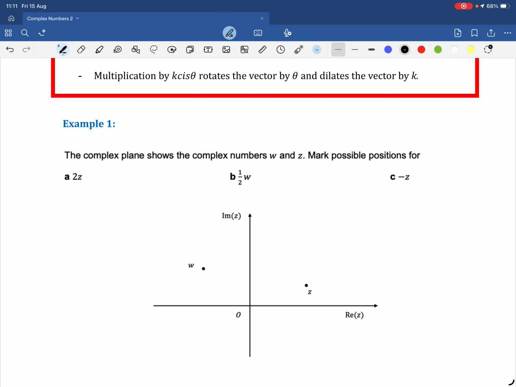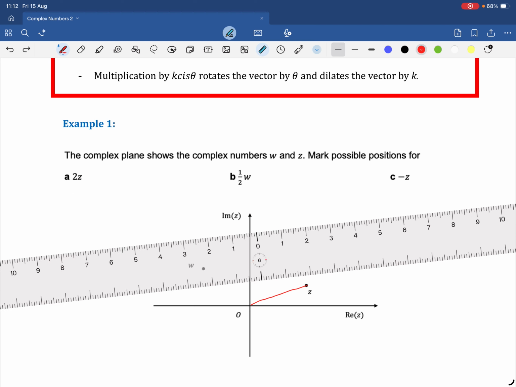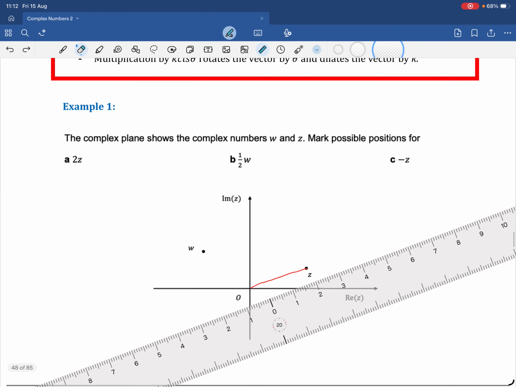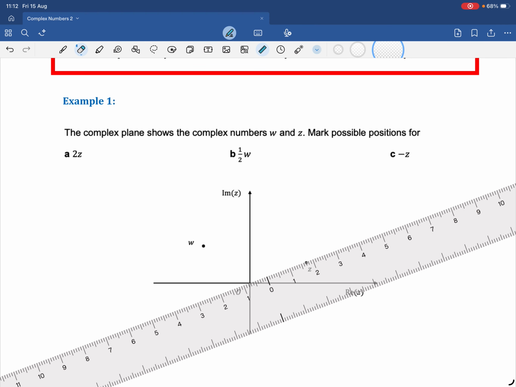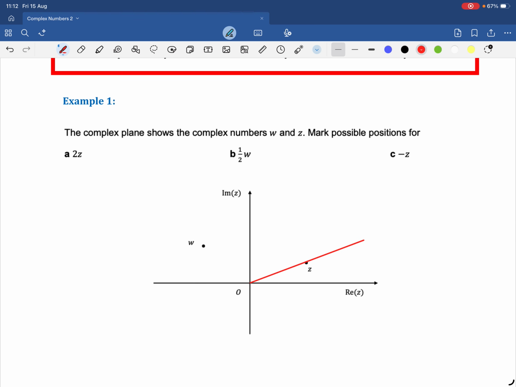So if we have a look at z, we've got z here. 2z, we're not changing its direction. So 2z is just double the modulus of z. So it looks like that. If I could draw a straight line, I'll fix that. So we've got z is there, and then 2z is just double that length. So z, and then this is 2z.